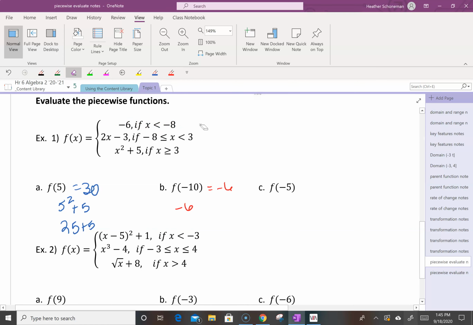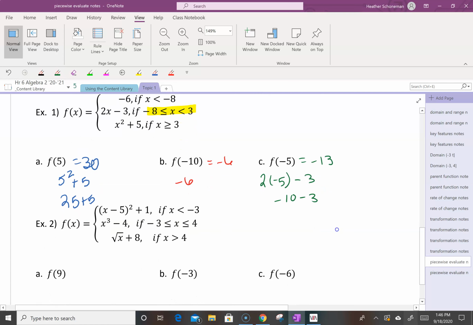All right, on the last one, negative 5. Is negative 5 less than negative 8? Nope. Is negative 5 in between negative 8 and 3? Yes. So that's the equation that we're going to plug it into. We're going to take 2 times negative 5 minus 3. So we get negative 10 minus 3, which is negative 13.